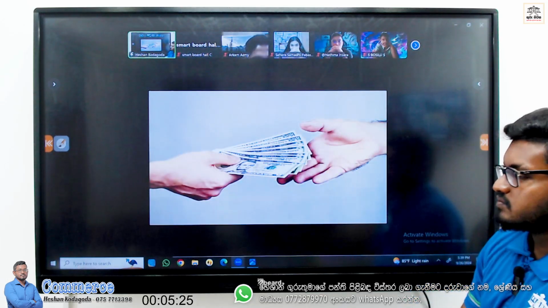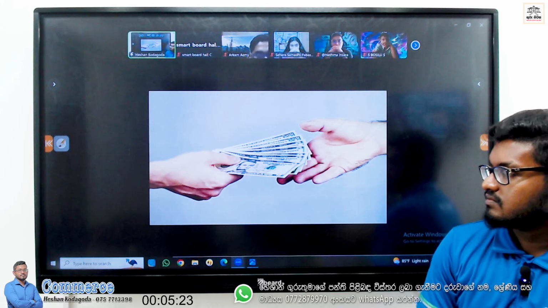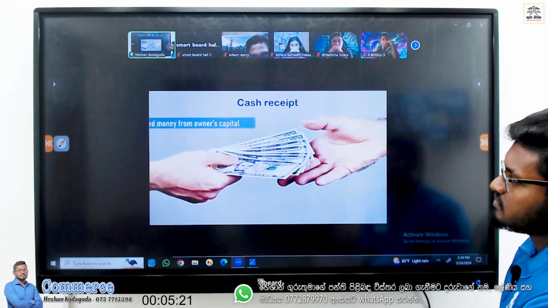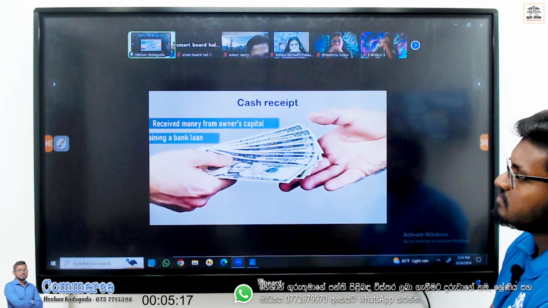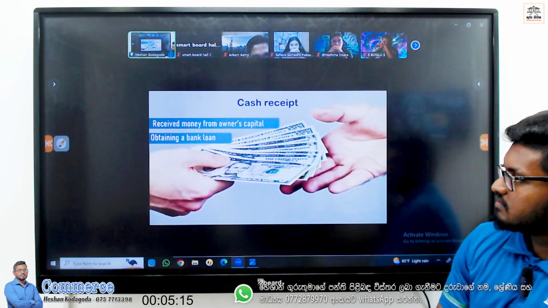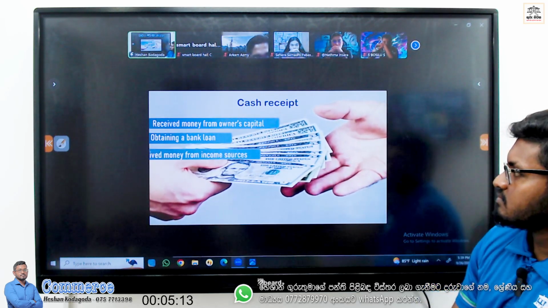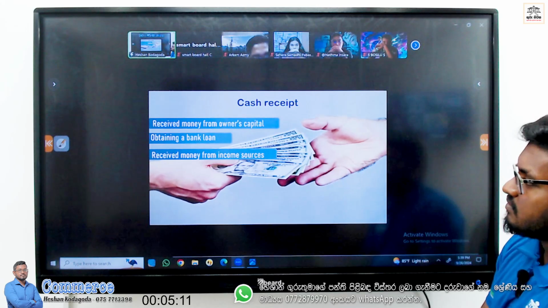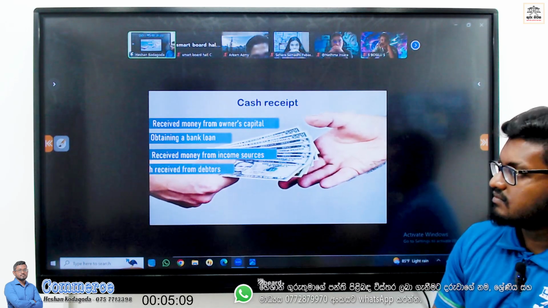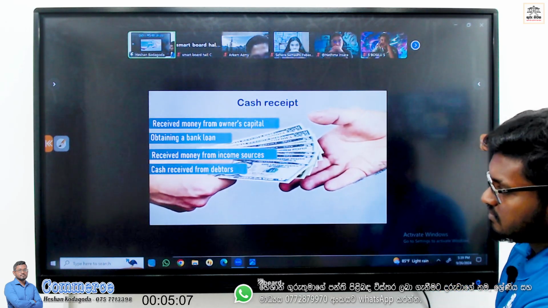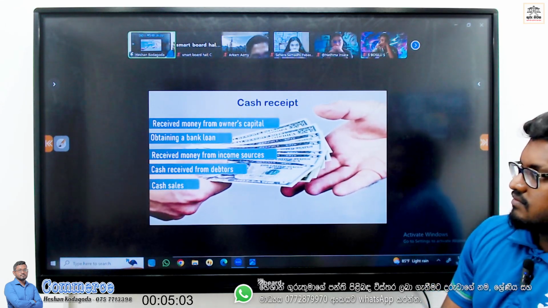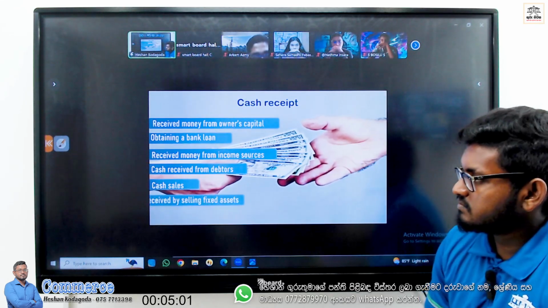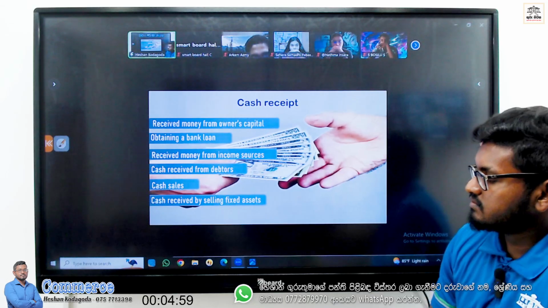Let's see some transactions of cash receipts. Receive money from owner's capital, obtaining a bank loan, receive money from income sources, cash received from debtors, cash sales, and cash received by selling fixed assets.